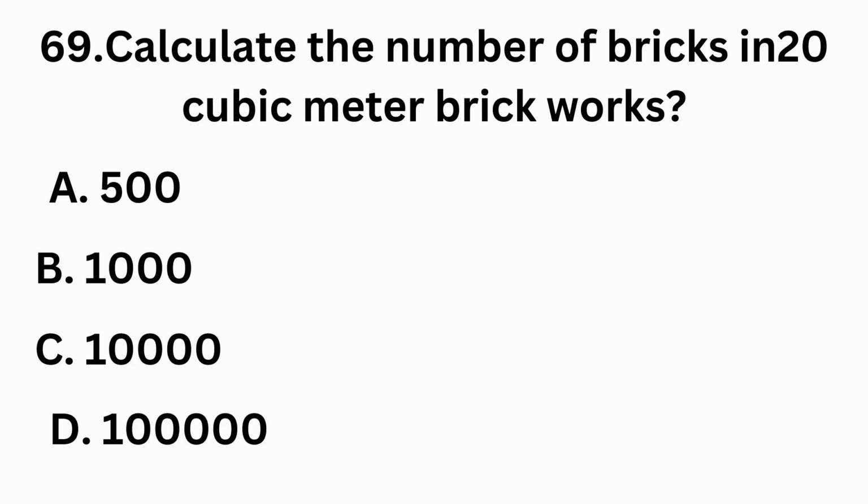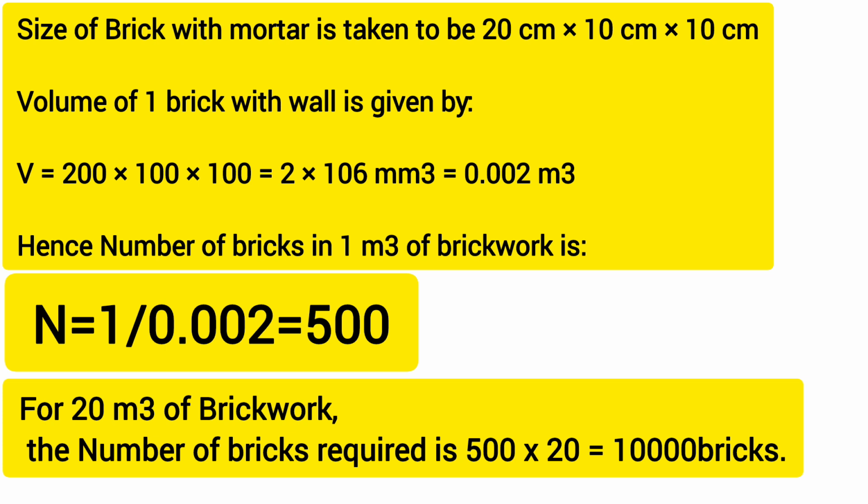69. Calculate the number of bricks in 20 cubic meter brickwork. Here we can see the calculation of the number of bricks. The size of the brick with mortar is taken to be 20 cm by 10 cm by 10 cm. Volume of one brick with mortar is 0.002 cubic meter, and hence the number of bricks in 1 cubic meter of brickwork is 500, and for 20 cubic meters of brickwork the number of bricks required is 10,000 bricks.